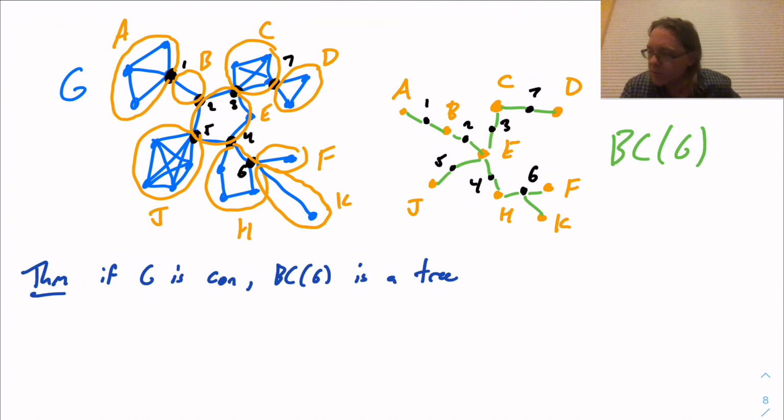So let me prove some of it. Let's first observe that if I give you a cut point, then it is going to be connected to some block. And I'm just going to draw the picture for you here.